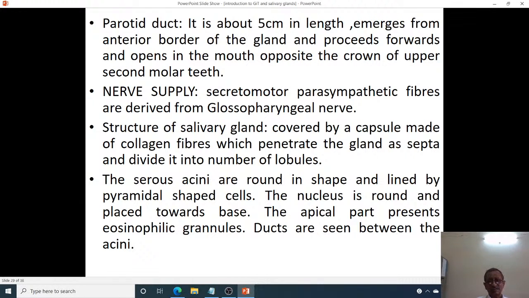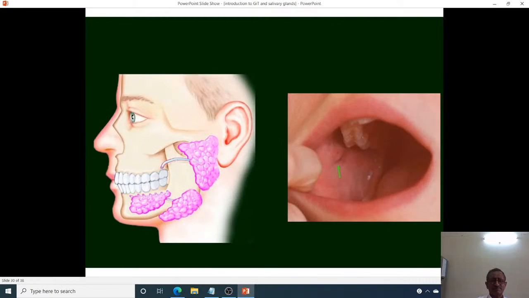Nerve supply of the parotid gland: secretomotor parasympathetic fibers are derived from the glossopharyngeal nerve. Structure of the parotid gland: it is covered by a capsule made of collagen fibers which penetrate the gland as septa and divide it into a number of lobules. The serous acini are round in shape, lined by pyramidal shaped cells. The nucleus is round and placed towards the base. The apical part presents eosinophilic granules. Ducts are seen between the acini.